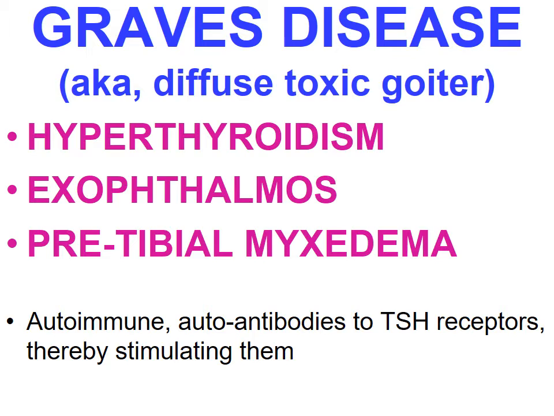It presents as a clinical triad of hyperthyroidism due to hyperfunctional diffuse thyroid enlargement, exophthalmos due to infiltrative ophthalmopathy, and pretibial myxedema due to localized infiltrative dermopathy. It's an autoimmune disease, and autoantibodies are directed against thyroid stimulating hormone receptors, thereby stimulating them to secrete thyroid hormones T3 and T4.